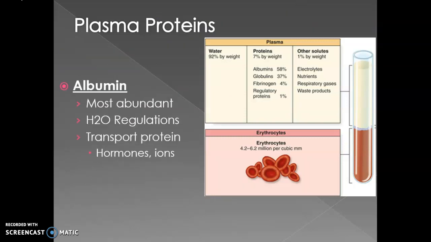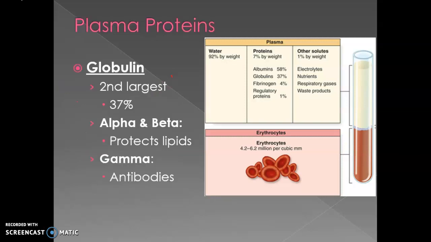So the first plasma protein is albumin, as we mentioned before. This is the smallest and the most abundant plasma protein. It maintains osmotic pressure and helps in water regulation in and out of blood vessels. Albumin also helps in transportation of some proteins, hormones, and small ions. That's albumin. And for these, just go by the PowerPoint.